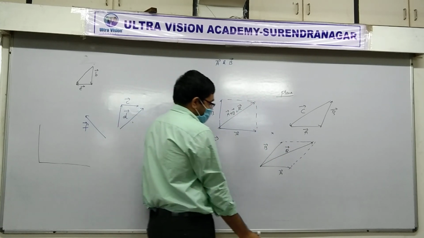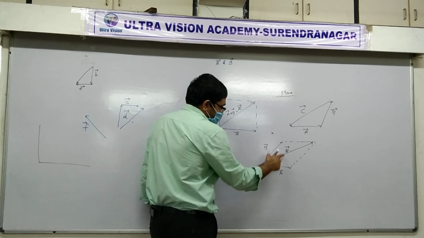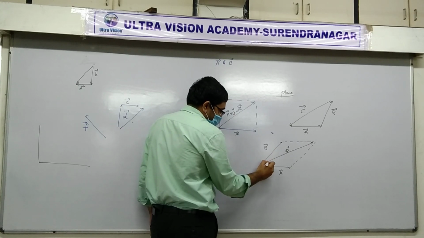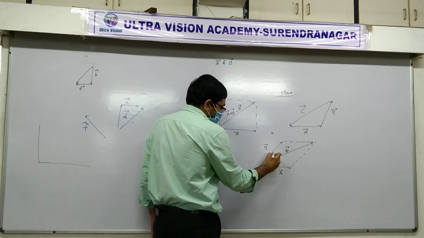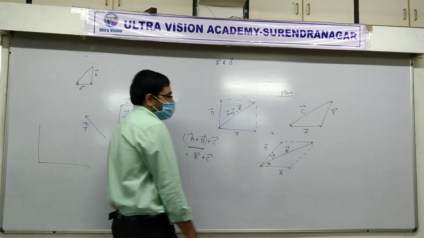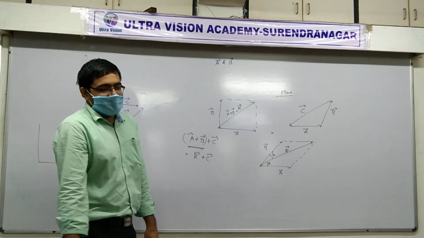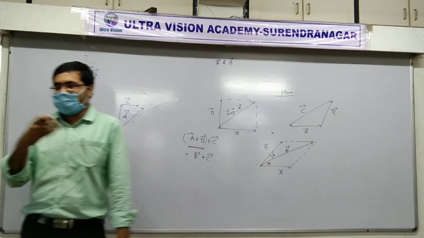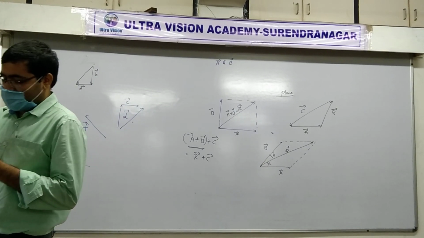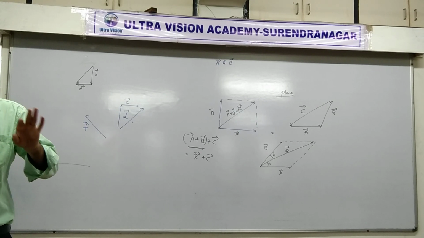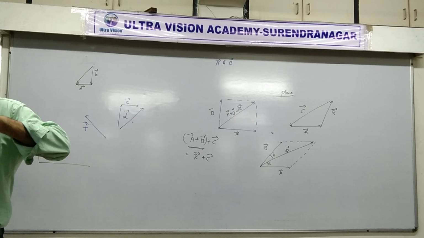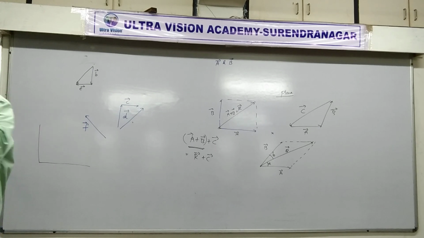Where is alpha? Between A vector and R. Where is beta? Between R vector and B vector. Now read that question again and see what the options are. The question doesn't have any other information. We just have to decide which is the right option by going through the options one by one.